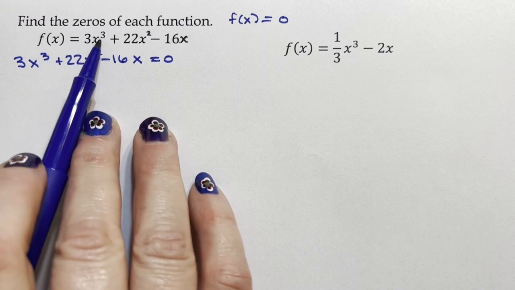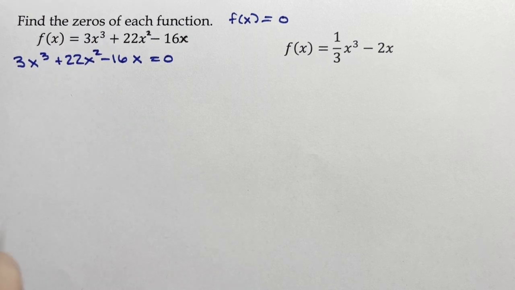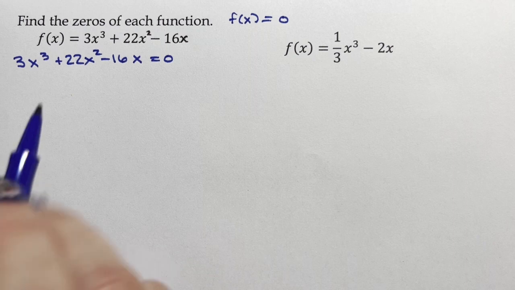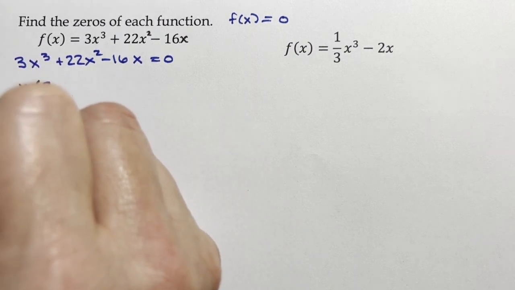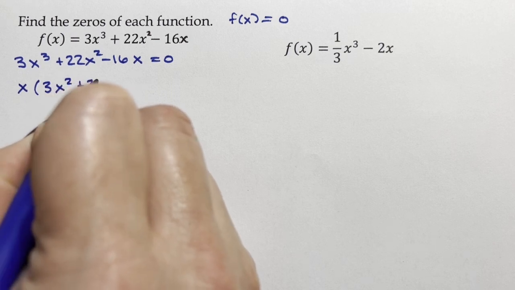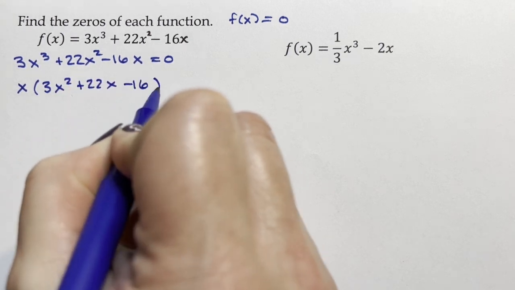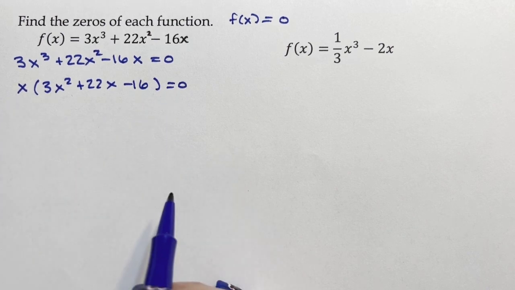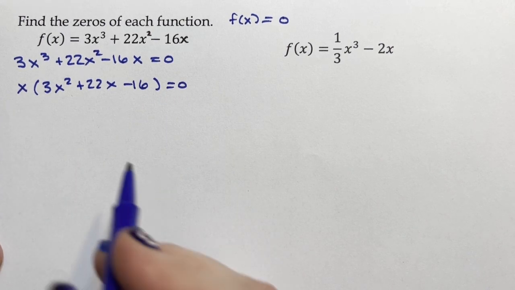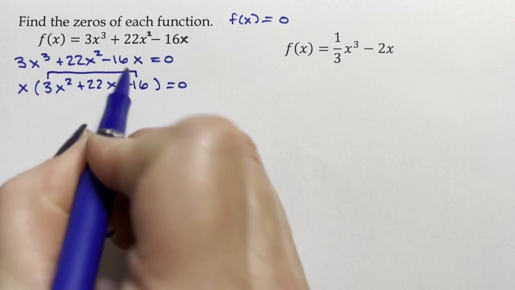This cubed right here means we are looking for 3 zeros. The first one, I'm going to factor out an x, and I'm going to get 3x squared plus 22x minus 16 equals 0. This is our easy one. X equaling 0 will be one of our zeros. As for the other two, I'm going to do AC.